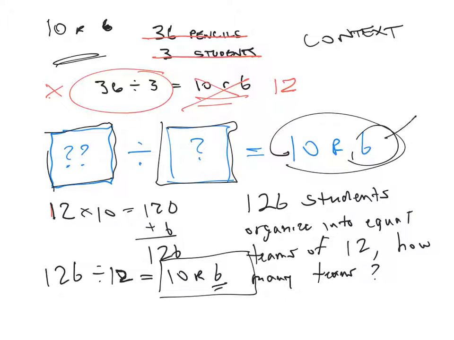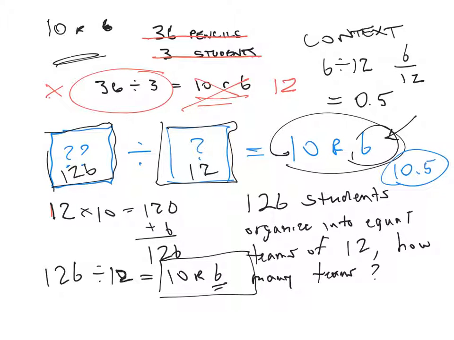If I wanted to express this remainder as a decimal, what did I divide it by? Well, I divided it by 12, and it was 126. So my remainder could be expressed as 6 divided by 12, or 6 over 12, which is equal to what as a decimal? 1 over 2. It's equal to 1/2, which is 0.5. So I could also express my answer as 10.5, but I can't really have 10.5 teams.